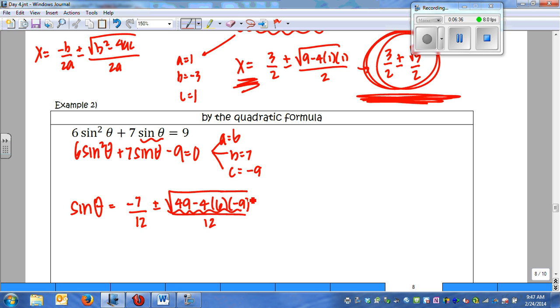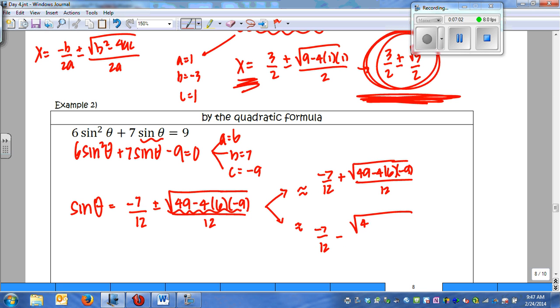So here's what I want you to do. I want us to approximate each of these answers. Sine theta equals negative 7/12 plus the square root of 49 minus 4 times 6 times negative 9, over 12, and negative 7/12 minus the square root of 49 minus 4 times 6 times negative 9, over 12. To do this, you're going to need your calculator.